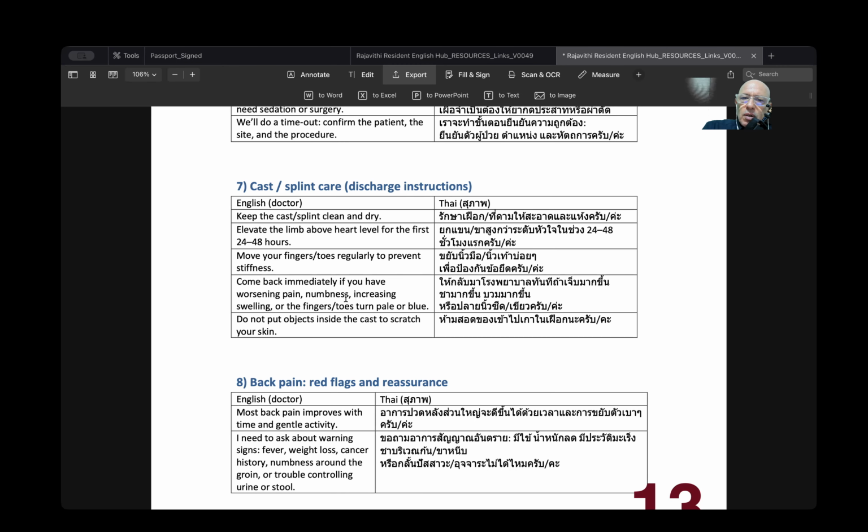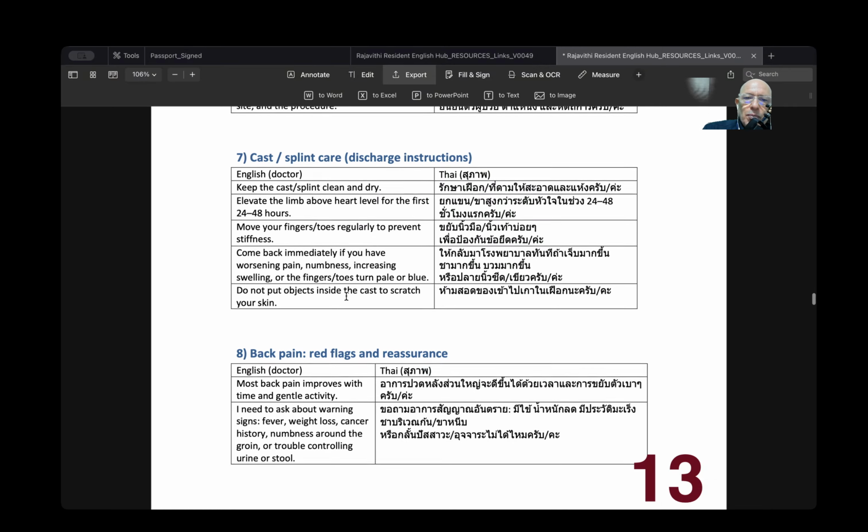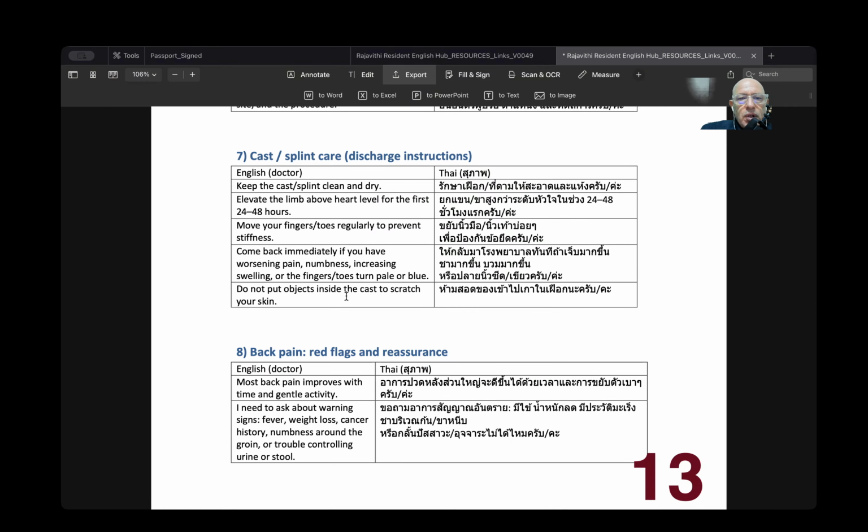Keep the cast or splint clean and dry. Move your fingers regularly to prevent stiffness. Come back immediately if you have worsening pain, numbness, increasing swelling, or the fingers or toes turn pale or blue. Do not put objects inside the cast to scratch your skin.